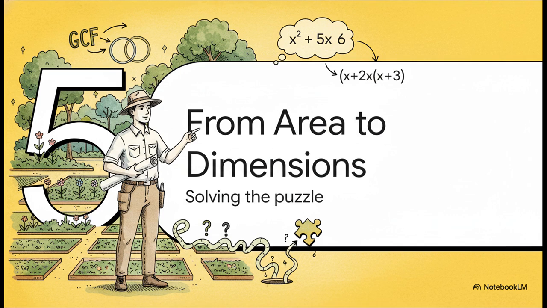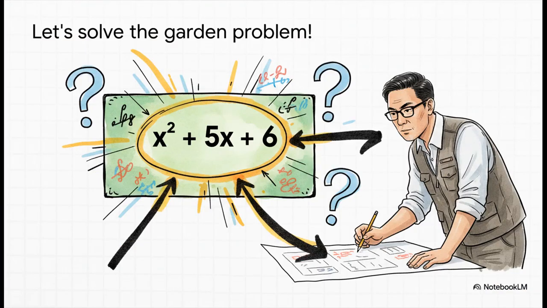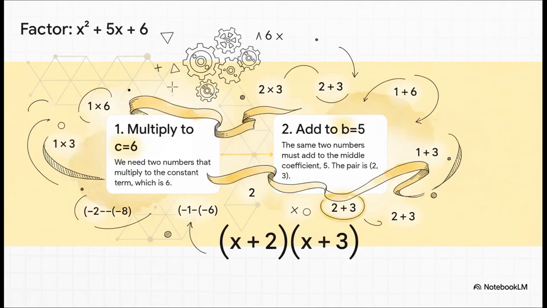We know about the GCF, we can factor all kinds of trinomials, and we know which mistakes to look out for. So it's time to go back to the very beginning and finally solve our landscape architect's puzzle. And here it is again. The total area of that garden is x squared plus 5x plus 6. Our mission? Unmultiply this expression to find the length and the width. We have the skills now. Let's get it done.